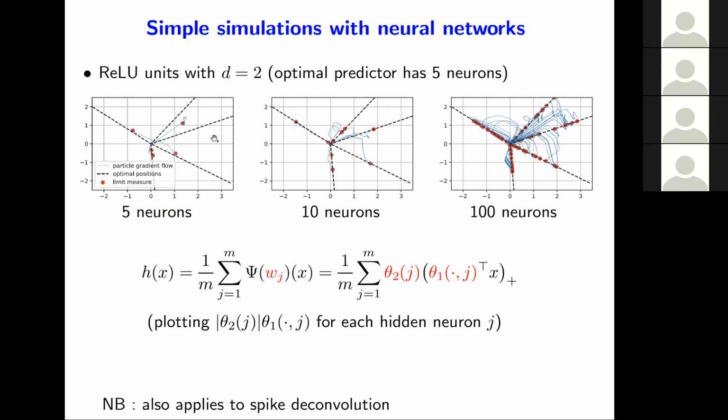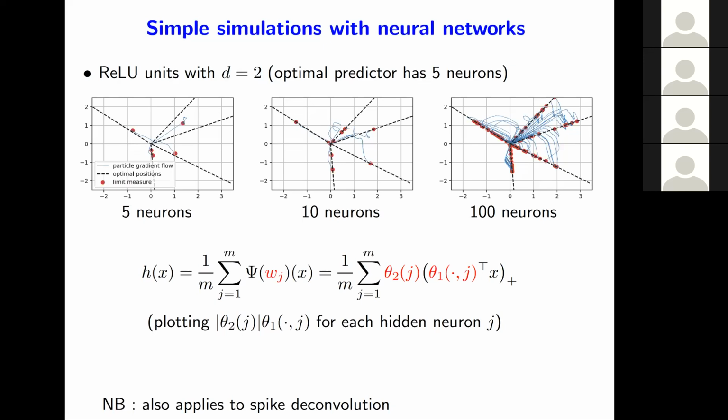So if you converge to the zero loss, then the red point should be aligned with the dotted axis. And here I'm trying 3 numbers of neurons, 5 here. Since the optimal predictor was generated with 5 neurons, you have enough capacity to get to zero loss, and in fact, we don't. In this particular example, this is reproducible. Sometimes you converge, of course, but many times you don't converge.